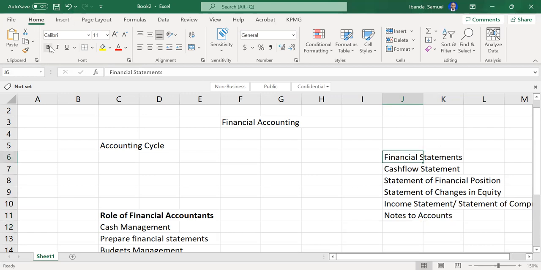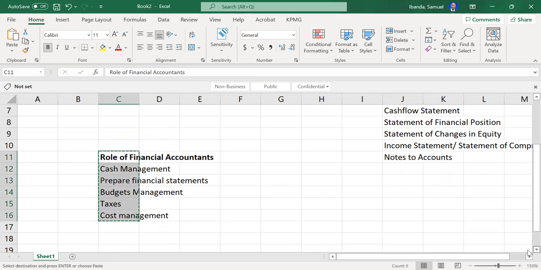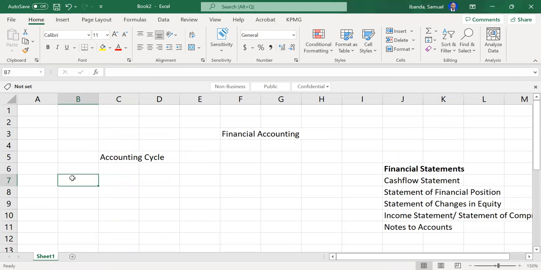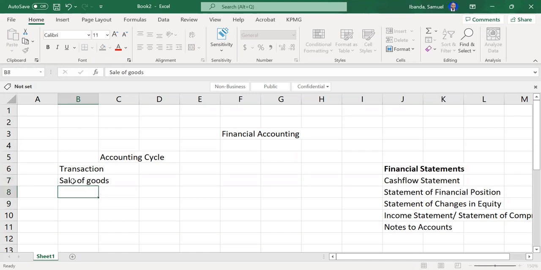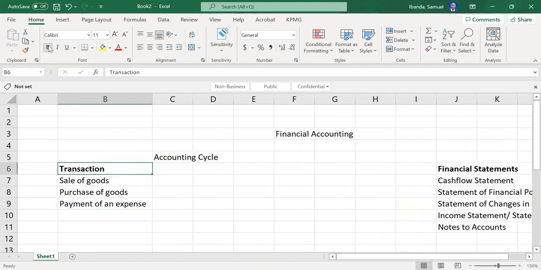These financial statements are usually our end product, but it's important to understand that before our financial statements, other activities happen. Usually the start of any financial accounting is what we call a transaction. A transaction happens, for example, a sale of goods. It could be a purchase of goods. It could be a payment of an expense, and so on. The day-to-day transactions that happen in a business are where accounting all starts from.